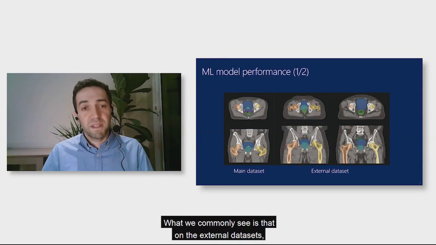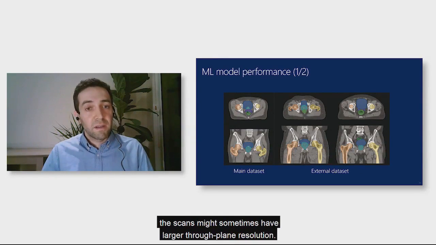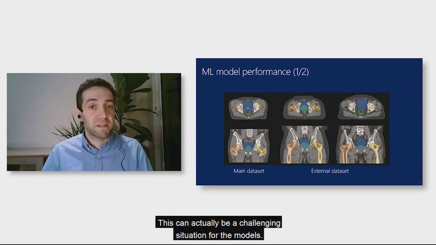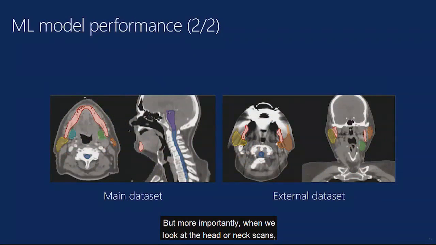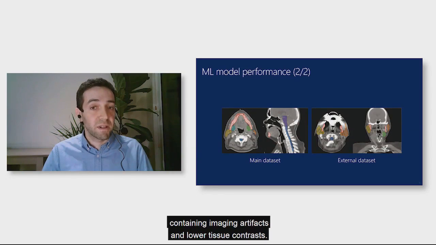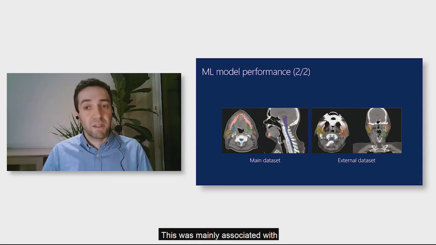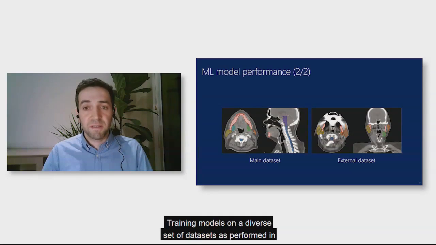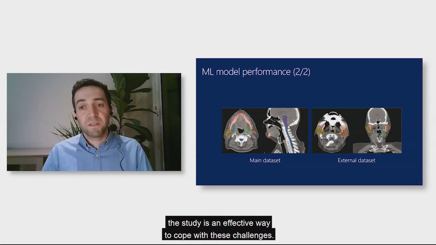And what we commonly see is that on the external data sets, the scans might sometimes have larger through-plane resolution, and this can actually be a challenging situation for the models. But more importantly, when we look at the head and neck scans on the external data sets, we have actually worked with images containing imaging artifacts and lower tissue contrast. And this was mainly associated with beam hardening and metal artifacts. And training models on a diverse set of data sets, as performed in this study, is an effective way to cope with these kinds of challenges.